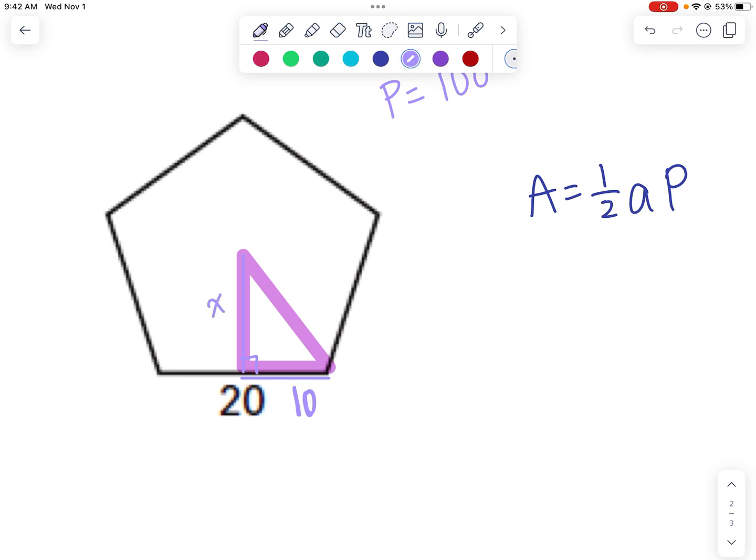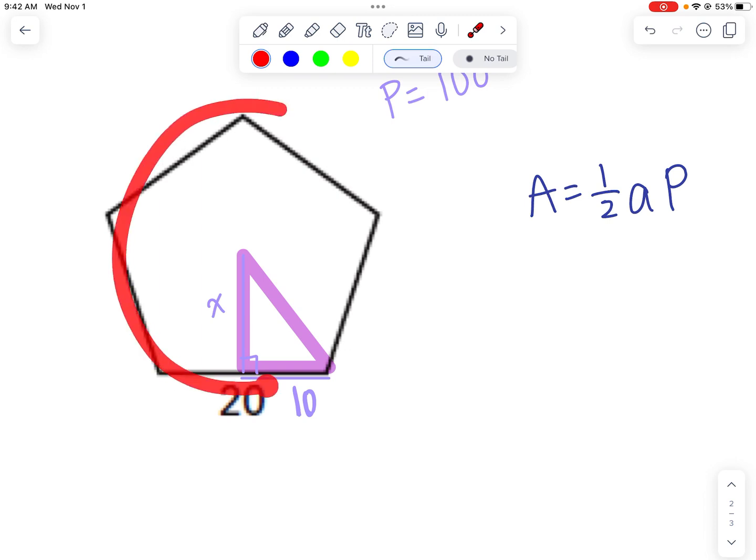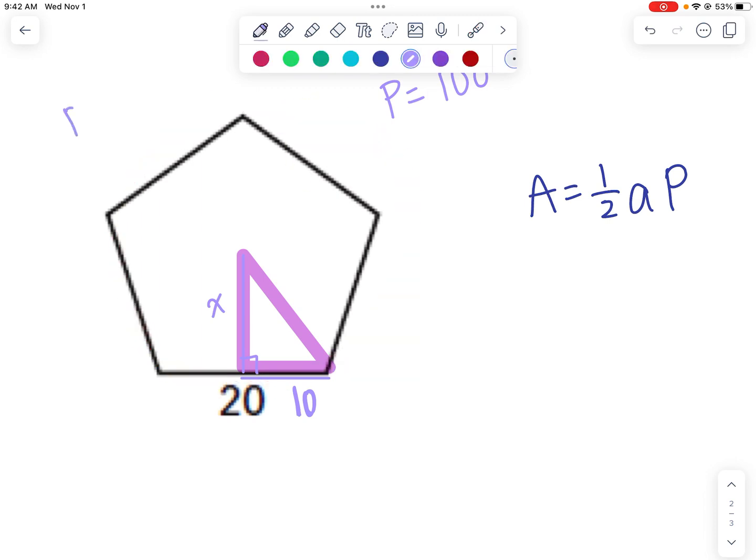If I can get one of the angles in here, then I can do trig. And I could figure out what the apothem is. Because remember, in a right triangle, if I have an angle and a side, I can do trig. Goes back to the mini triangle thing. If this is a pentagon, this pentagon would have 10 mini triangles because 5 times 2 is 10.